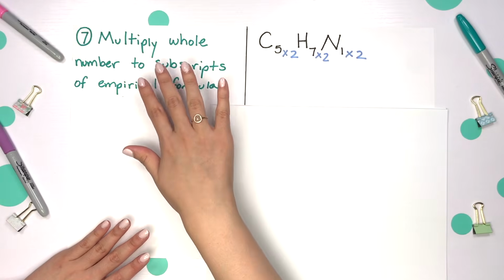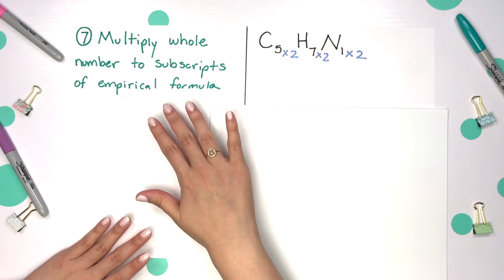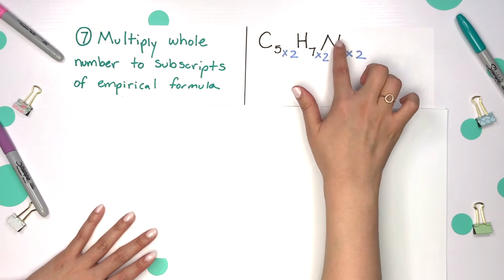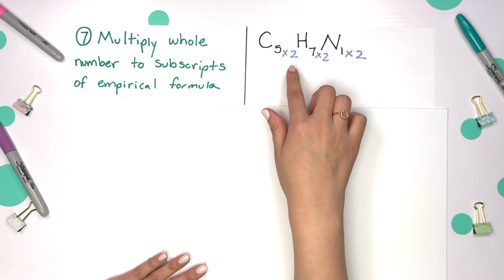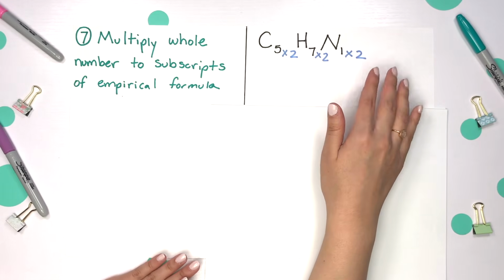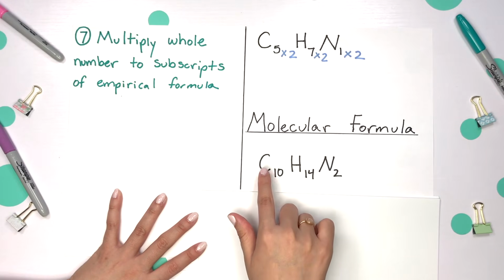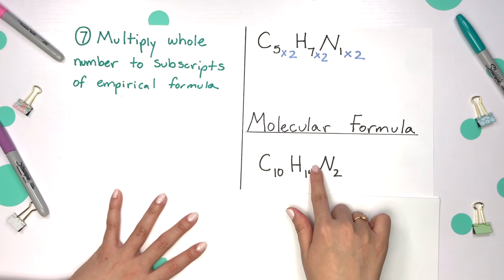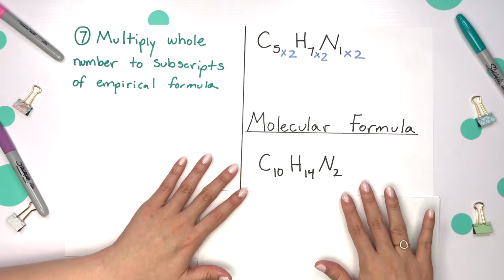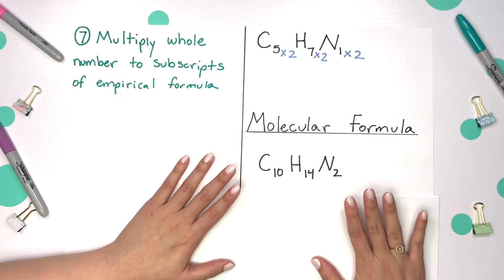Our final step is to multiply that whole number, which was 2 that we found in the previous step, to each subscript of your empirical formula. So in the black, you'll see our empirical formula. We're multiplying by 2 that we found before, and finally we get our molecular formula of C10, H14, and N2. This is the exact chemical formula of nicotine.